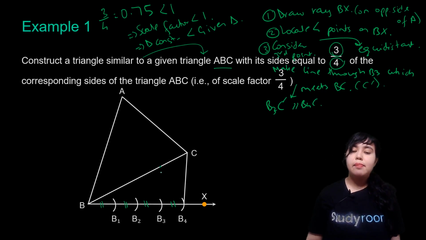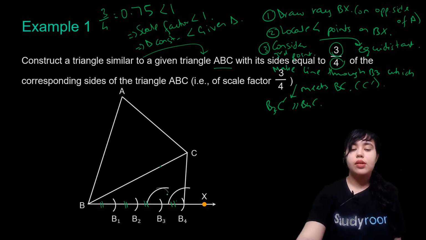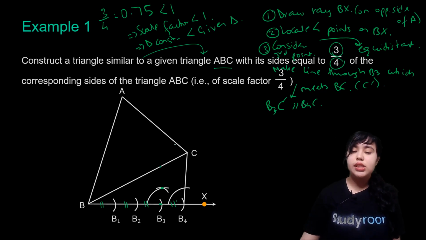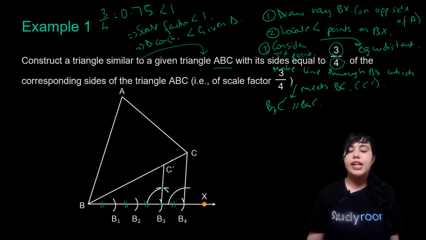To make a parallel line, you first measure the angle B4 C. Then you construct the exact same angle at B3. You cut an arc, take the point of intersection of the arcs, and join it with B3 such that it meets side BC of the triangle, say at C dash. Since we've constructed equal angles, B3 C dash and B4 C are parallel to one another.